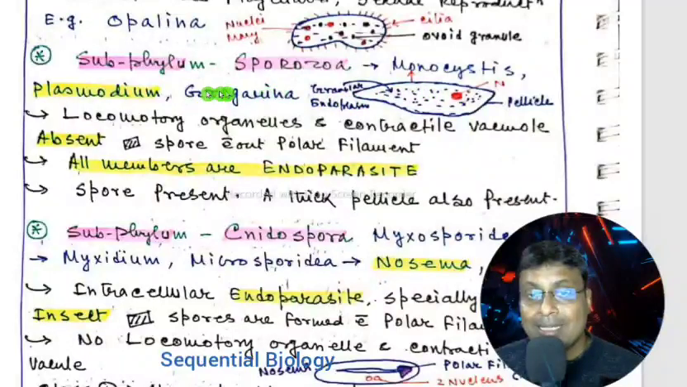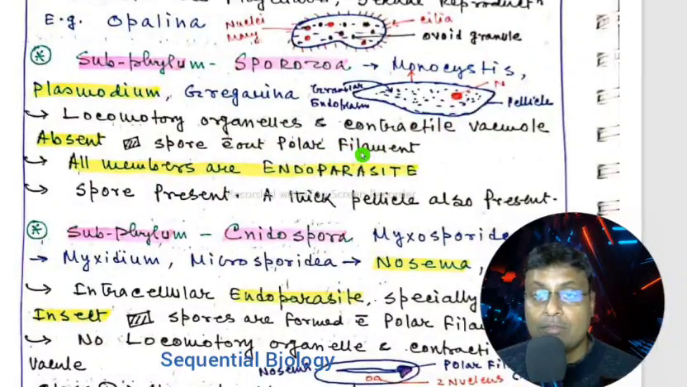And you can see this is a figure or diagram of Monocystis. In this Monocystis, just outside of the plasma membrane, a matrix-like structure can be found, which is known as pellicle. It has a nucleus, and also many granular endoplasm can be found in their protoplasmic structure. Then the locomotory organelles and contractile vacuole are usually absent, and the spore is without polar filament.